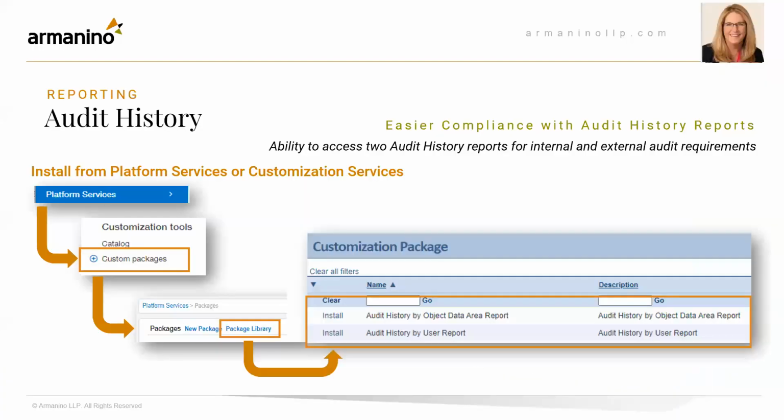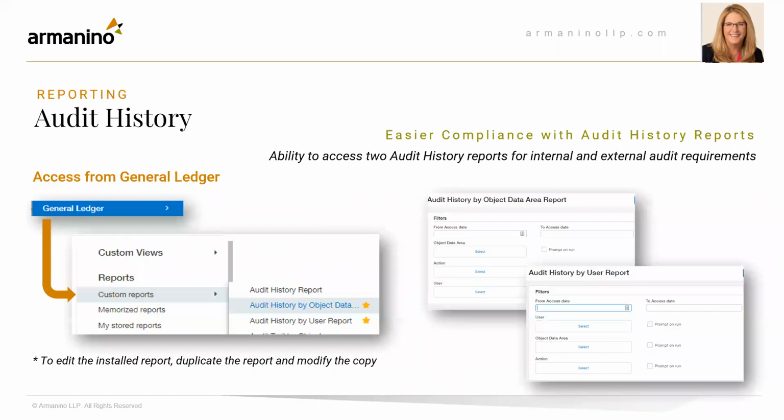So for reporting, the first thing they've done is they've added a new audit history report that you can download. It is in the customization packages. In your environment, you'll either have platform services or customization services. This will be user permission based, whether you have access to that. But if you have access, you go to custom packages, package library, and then you install those packages. And after you install the packages, you will now have the audit history reports available. So I thought I would show you that.